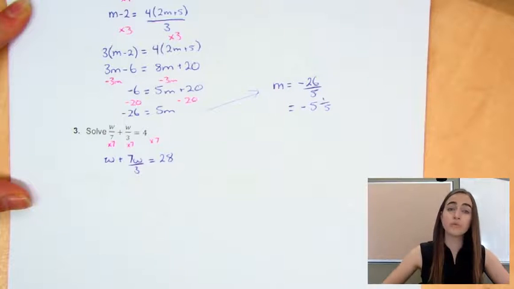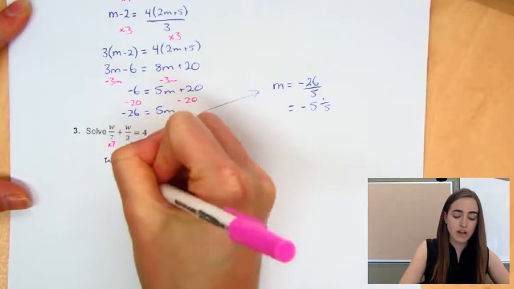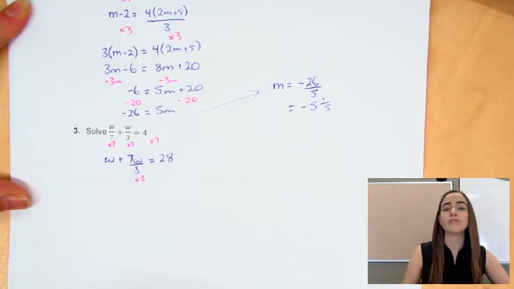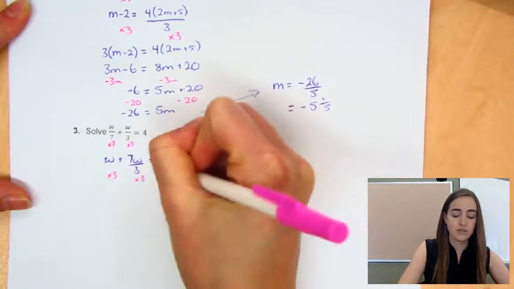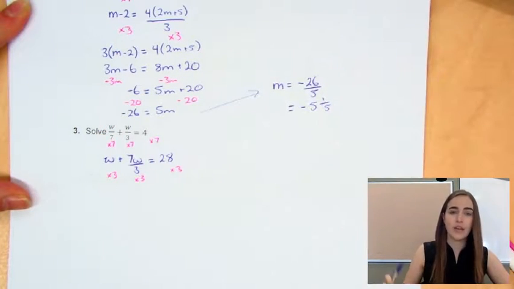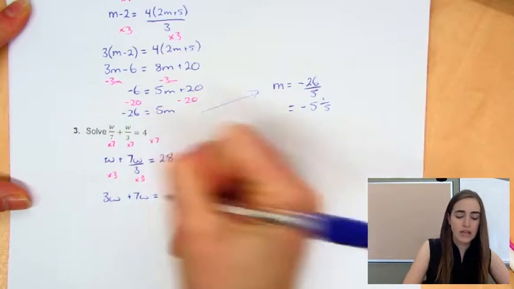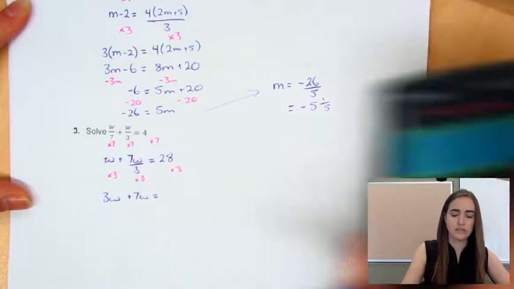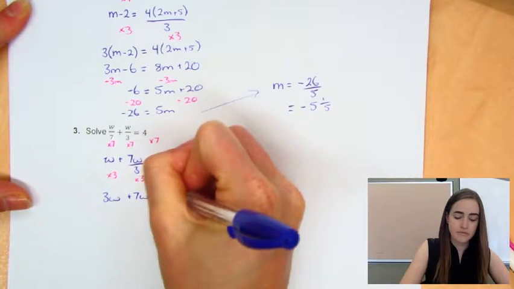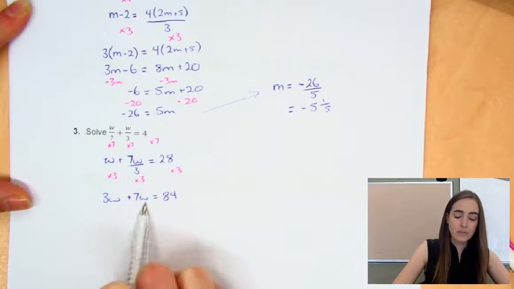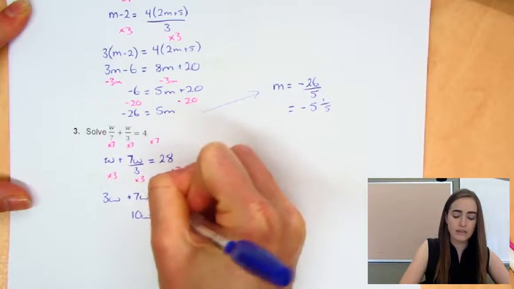So now we've got rid of one of our fractions, we're going to get rid of the other one. So to get rid of that divided by 3, we're going to times by 3. But if we do that, we have to do it to every single term in that equation. So we'll times everything by 3, and we'll end up with 3w plus 7w equals 28 times 3, which is 84. And that's going to give us 3w plus 7w. We know that that simplifies down to 10w equals 84.